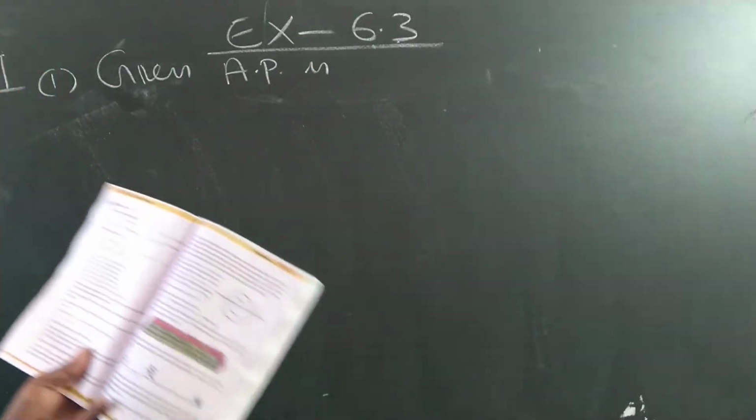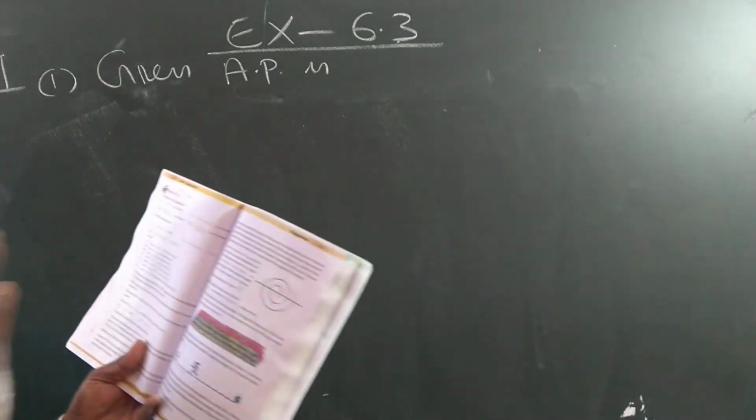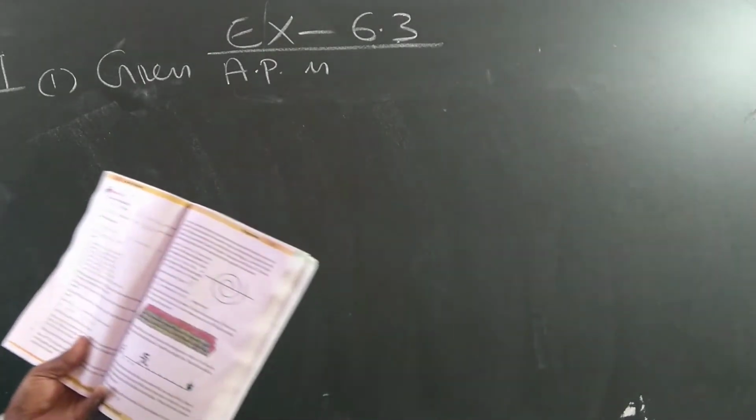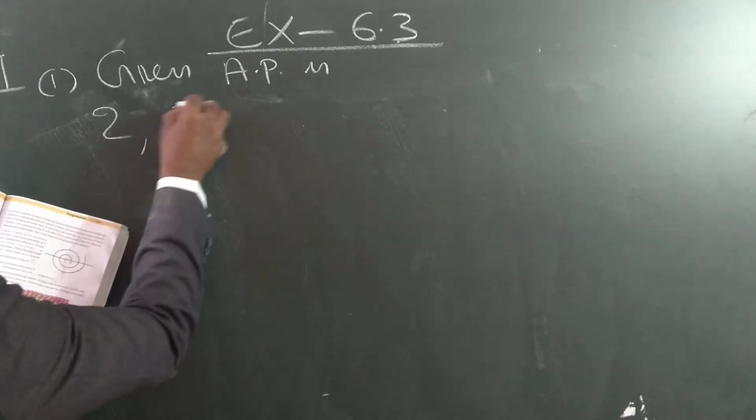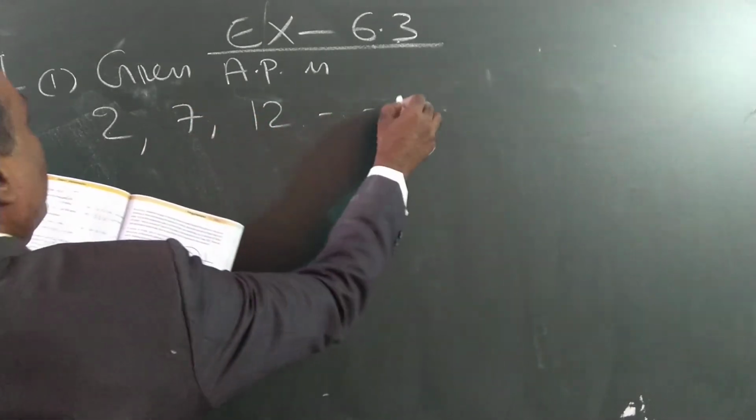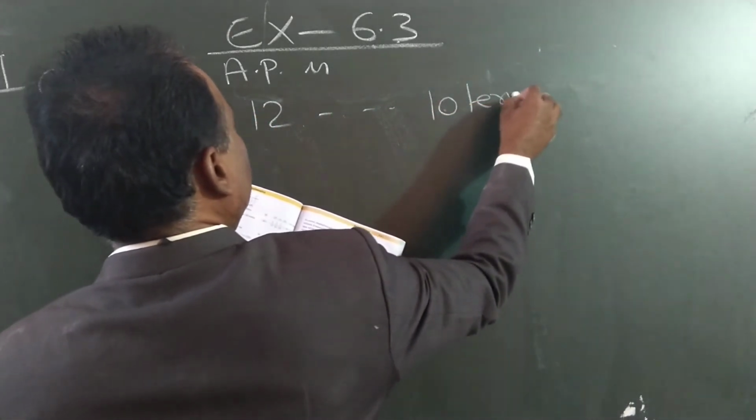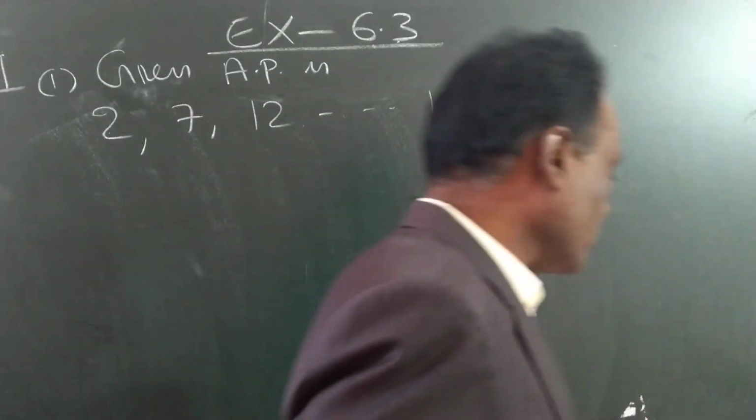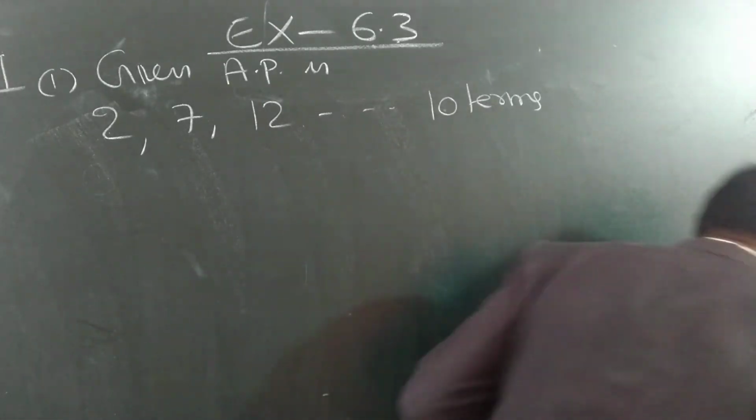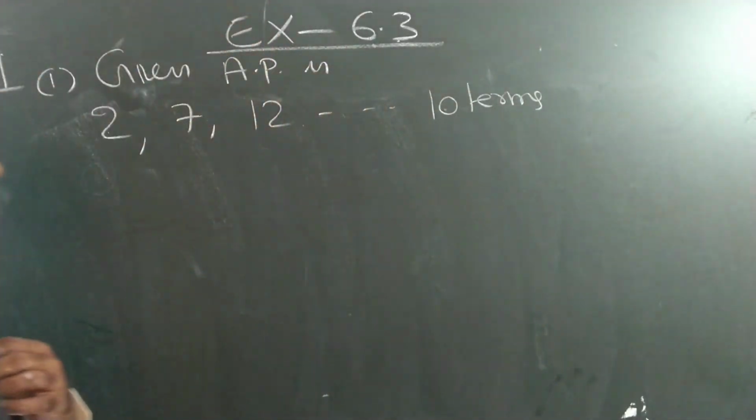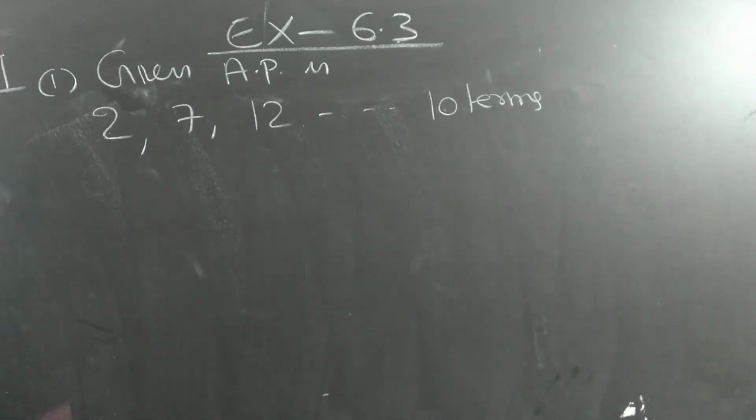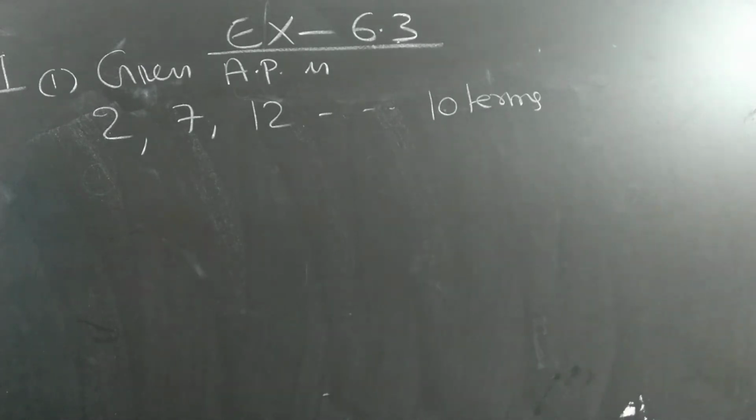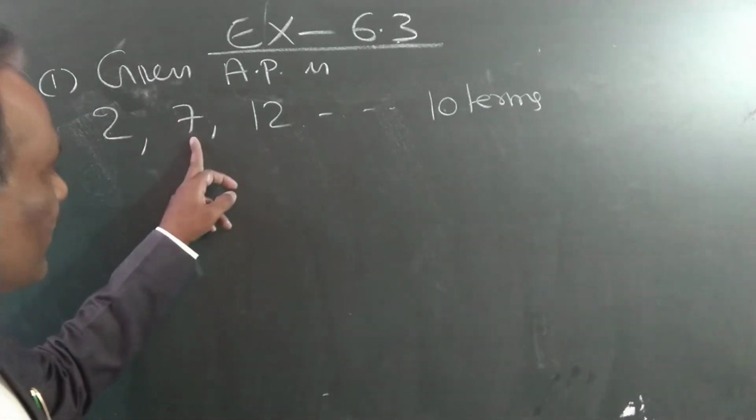Students, now see exercise 6.3 in this textbook, page number 150. If you are following old textbooks, the page number may be different. The problem is 2, 7, 12 up to 10 terms. The question is to find the sum of the following APs. We have to find the sum of 10 terms, that means 2 plus 7 plus 12.